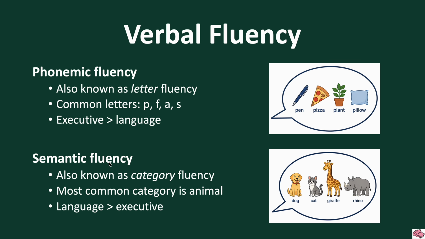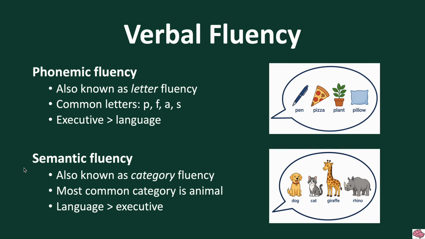Broadly, there are two types of verbal fluency. Firstly, we have phonemic fluency, which is also known as letter fluency, because in this task, a person is given a letter of the alphabet and asked to generate as many words as they can in the space of 1 minute, beginning with that letter. And the most commonly used letters in everyday practice are the letter P, the letter F, the letter A, and the letter S. This part of verbal fluency is more heavily dependent on executive functioning rather than language functioning, although again, it's still a deeply hybrid task. And so this is more sensitive to pathologies, for example, affecting the frontal lobes.